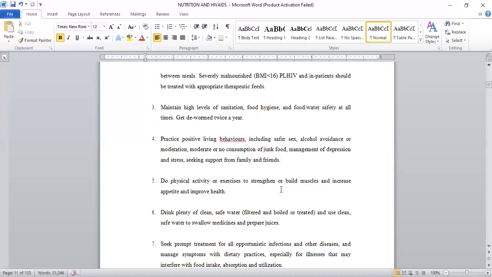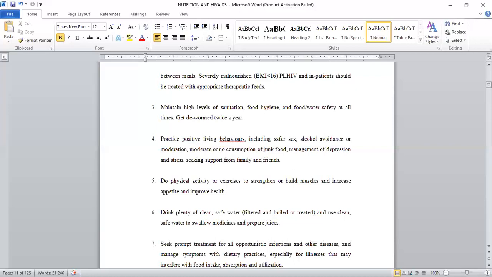Then do physical activities, exercise to strengthen or build muscles, increase the appetite and improve the general health. So for physical activity, they need to exercise at least 30 minutes in a day. Drink plenty of clean, safe water. So not just any water, it must be safe. This is where you have either to boil or treat with water guard.